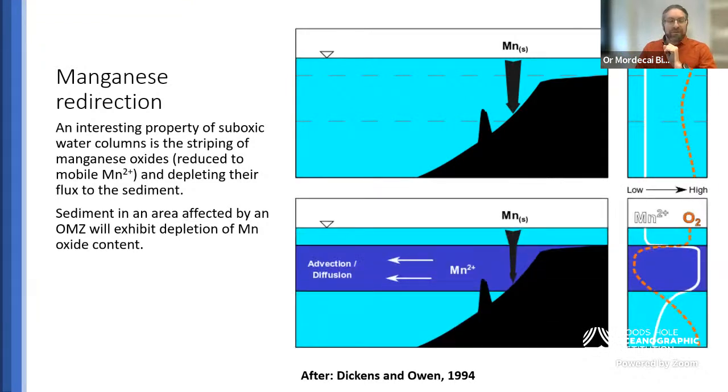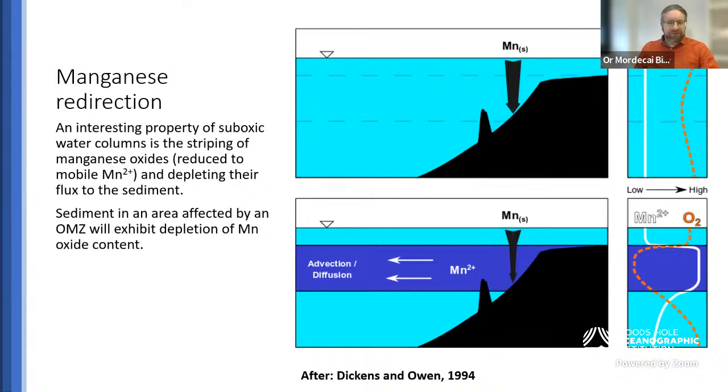But what if we don't have oxidized conditions? What if we have oxygen depleted conditions? Well, in that case, that manganese is not going to get transformed into its plus 4 form, or if it is, it might get reduced to its plus 2 form, and then it's water soluble, and it can be redirected and diffused and advected outwards, leading to a much lower flux of manganese to the sediment.